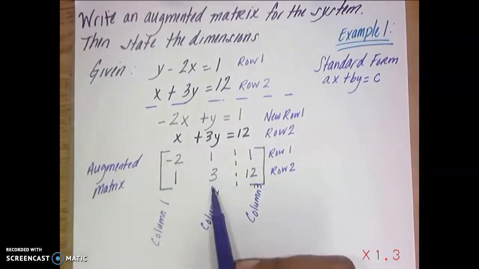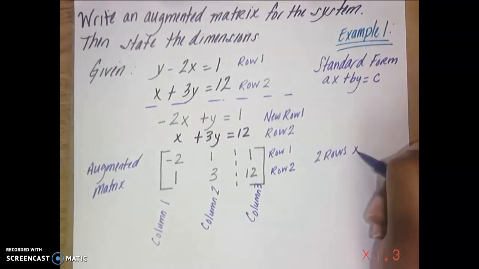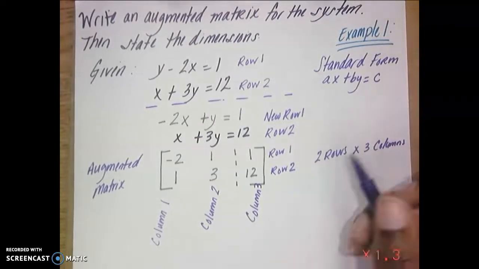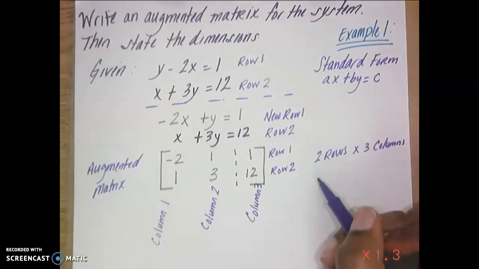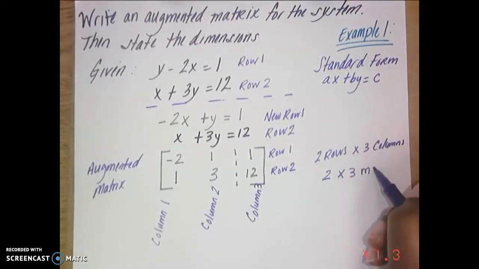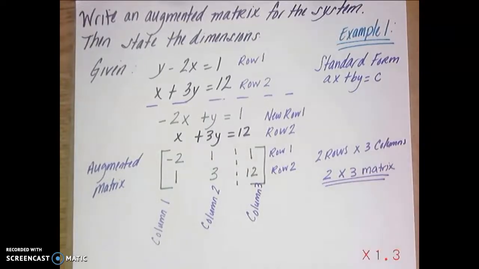So for my augmented matrix, I have 2 rows by 3 columns. So for that reason, I would say that this is a 2 by 3 matrix. Okay, and just like that, you're done. All we're trying to do right now is get you to recognize the type of matrix. So give me just a second. I'm going to set up example 2 on this same video.